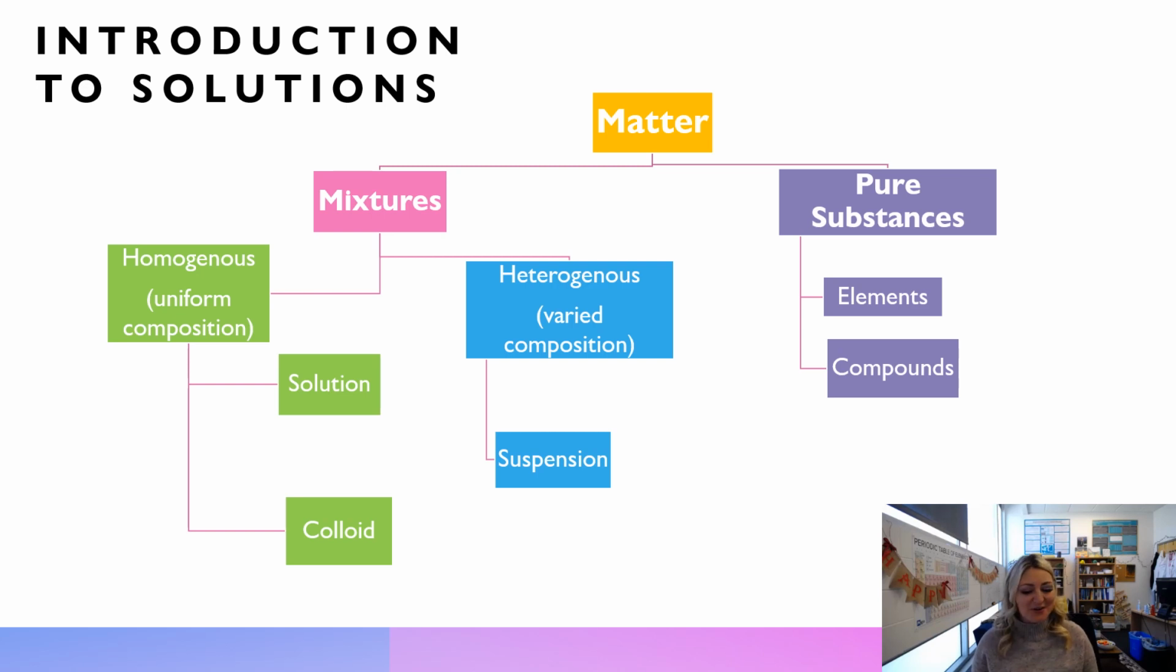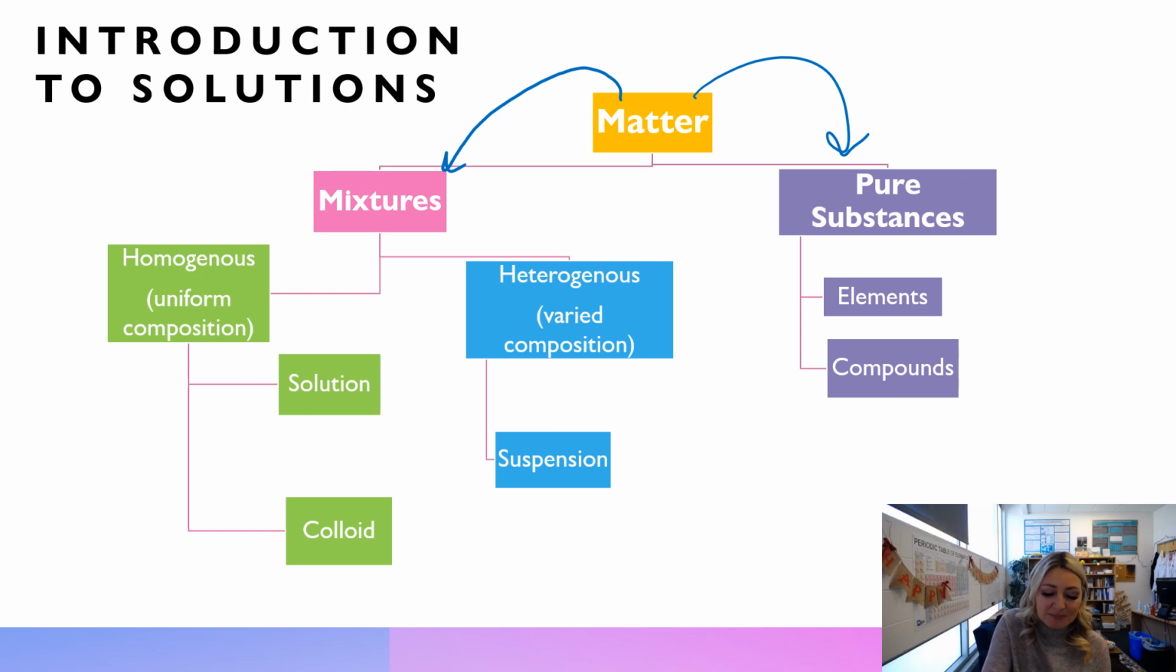Love me a flow chart. We can organize all matter into two categories. So it's either a pure substance, which you've talked about, those are your elements and your compounds. They have uniform physical properties and chemical properties. And then we have mixtures. So these are substances, they can be elements and compounds, they can be pure substances that are physically mixed together and can be physically separated.